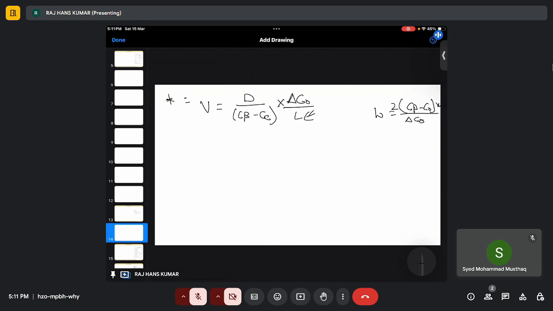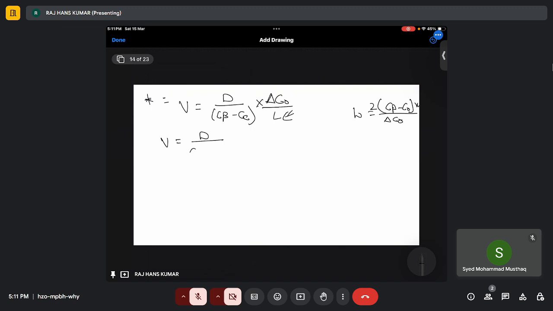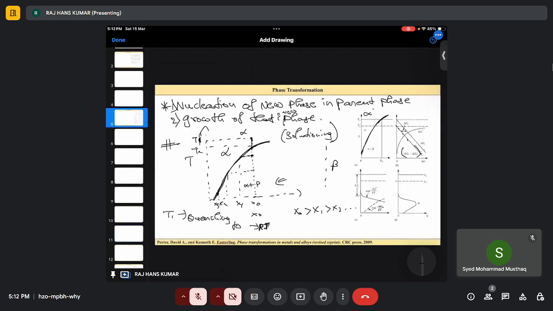Now if I substitute this here, V will be equal to D upon C beta minus CE times delta C naught whole square. This 2 will come here, and C beta minus C naught times X. So this is my velocity front with which my precipitate will grow, right? That is what I'm trying to show here.